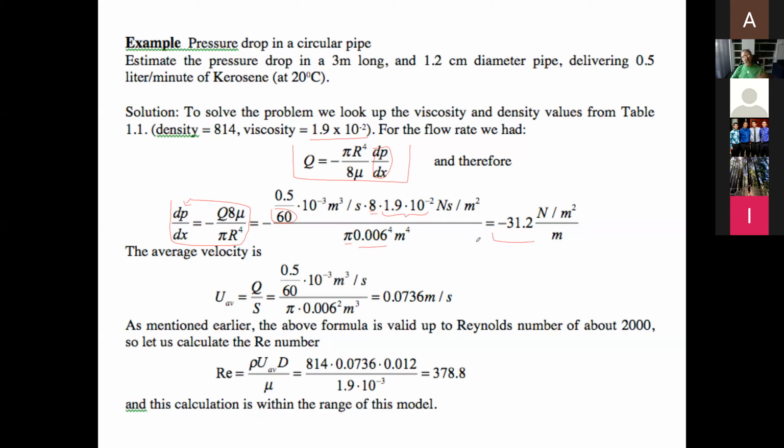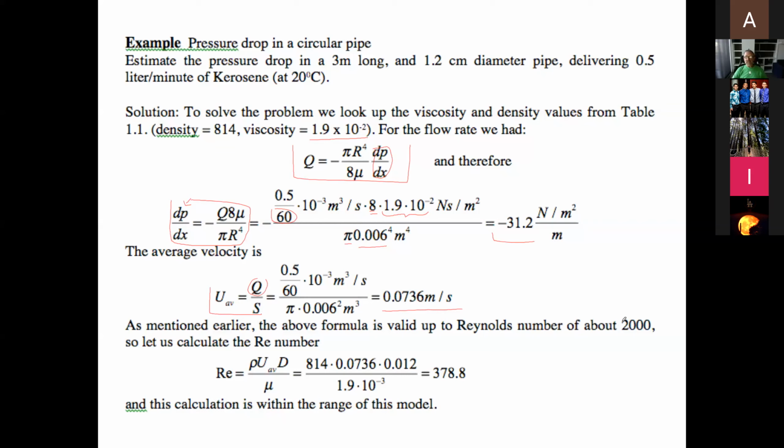How much is the average velocity? Oh, we actually have the flow rate, okay. So we have the flow rate, and then we have the diameter, so very simple. Average velocity is flow rate divided by the area. Here's the area, pi r squared. Flow rate, 0.5, everything is metric, divided by 60 per second. And it's 7.5 centimeters per second, not very fast.